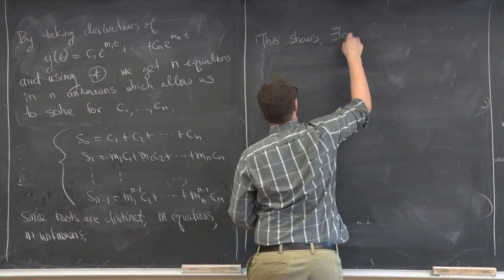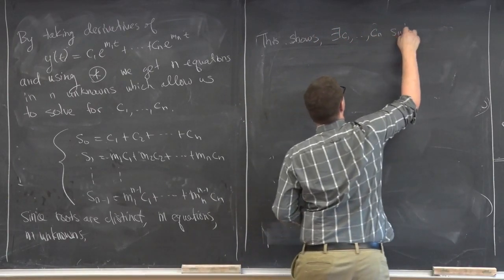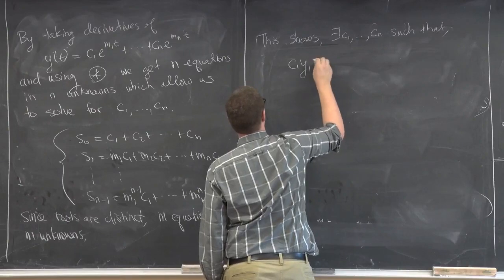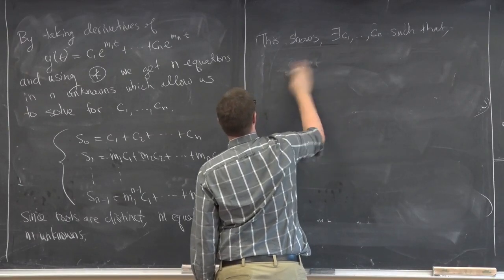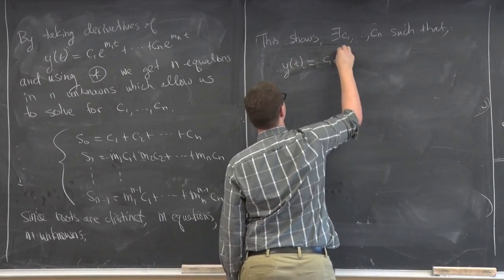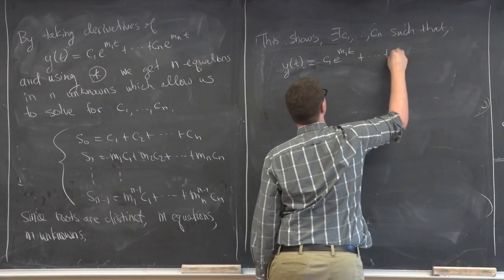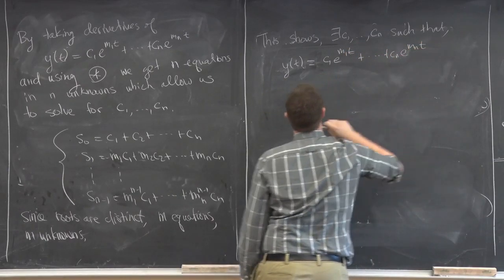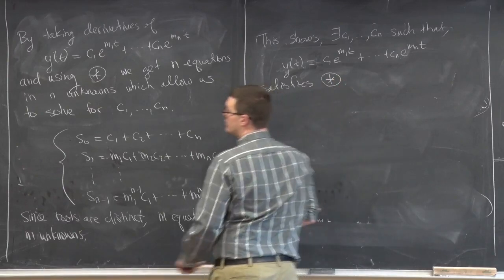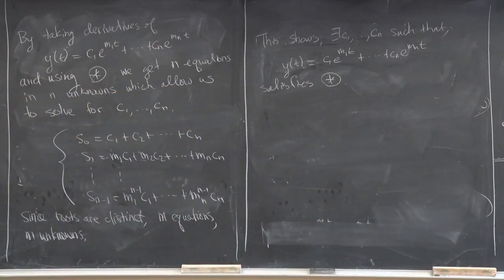that there exist some C1 through Cn such that y of t is equal to C1 e to the m1t plus Cn e to the mnt, which satisfies star. So these are what are called the initial conditions. You can prescribe them, or you can ask them to be given. Okay? All right. So we have that.